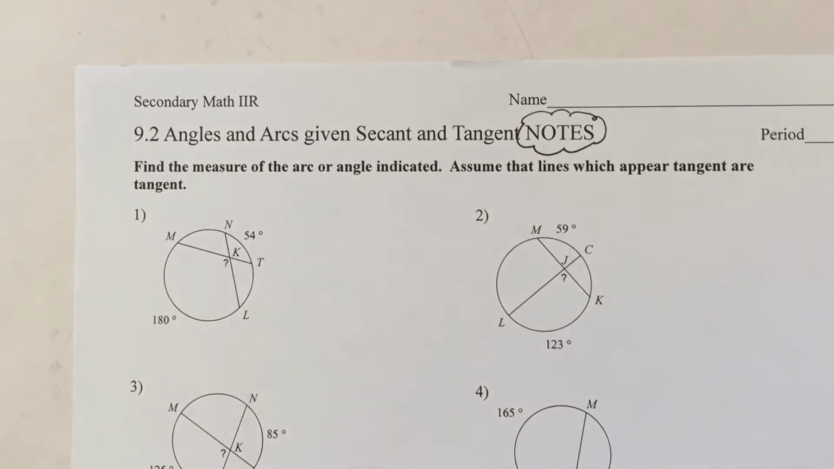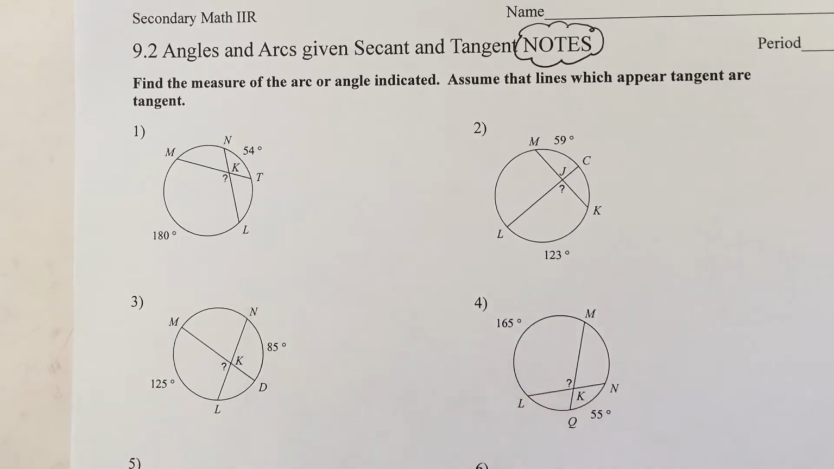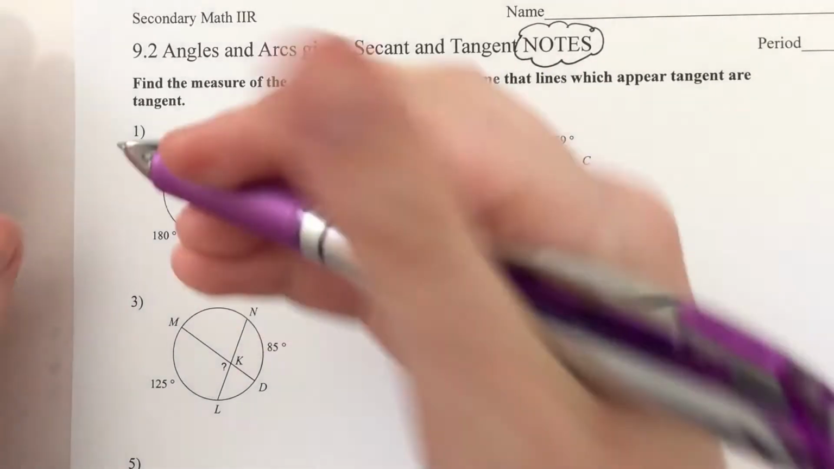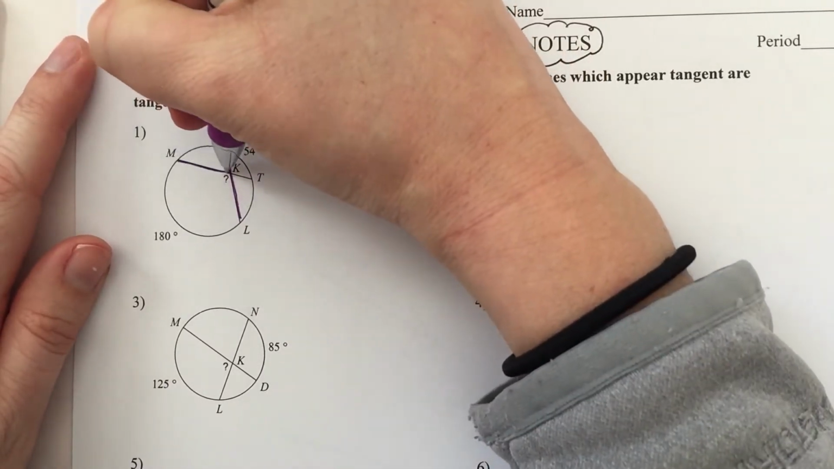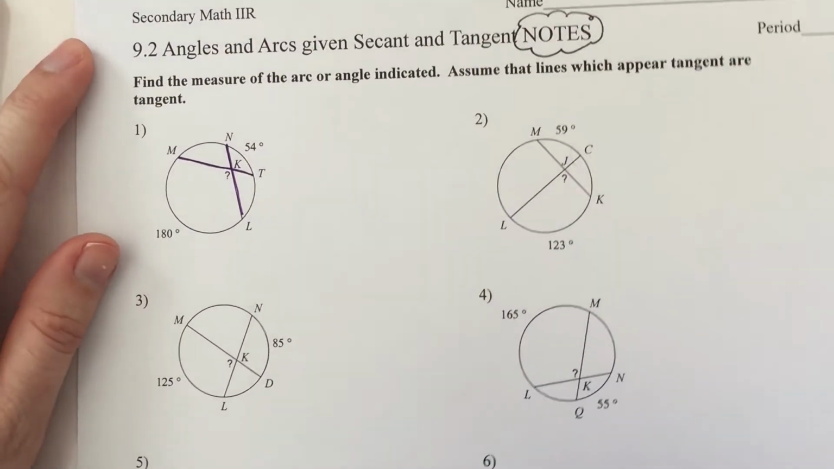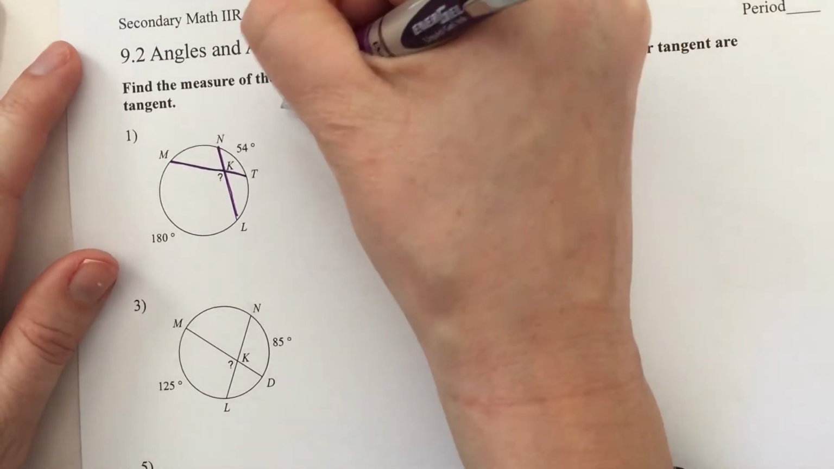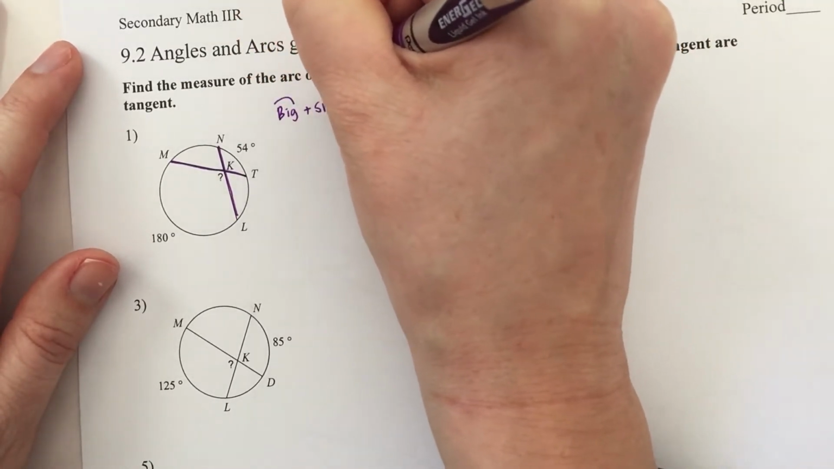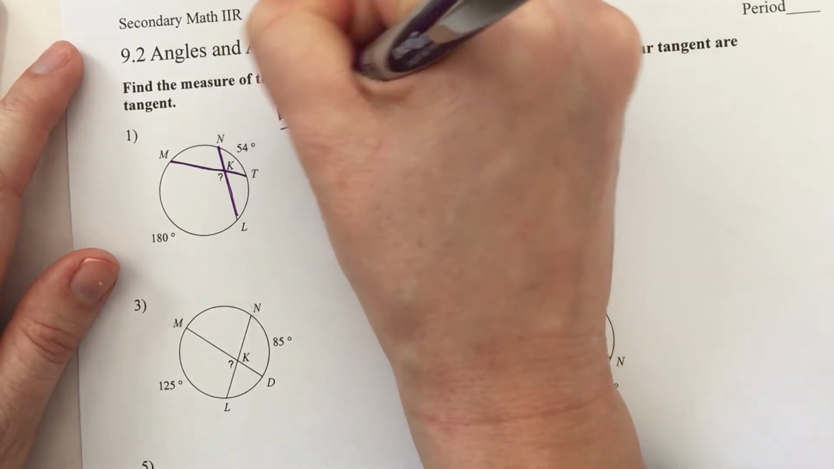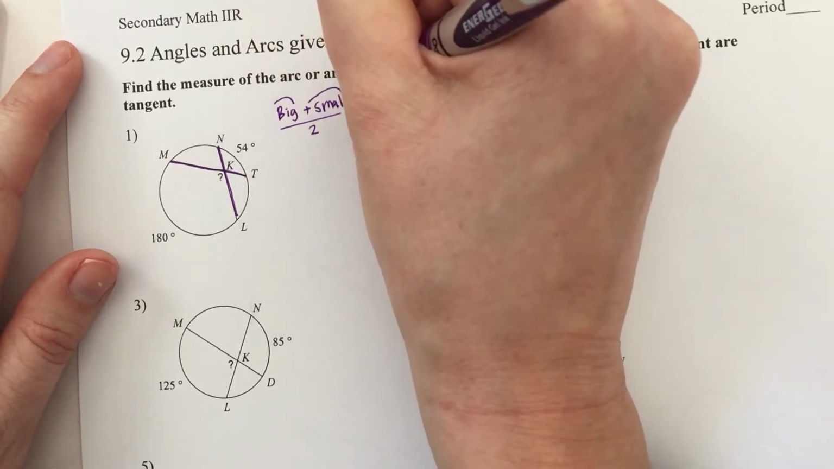In this video, for 9.2 notes, we're going to go over finding angles and arcs given secants and tangents. In the first one, when you have two chords that cross like this, they almost make a plus sign. The formula for this is big arc plus the small arc divided by 2 equals the angle.